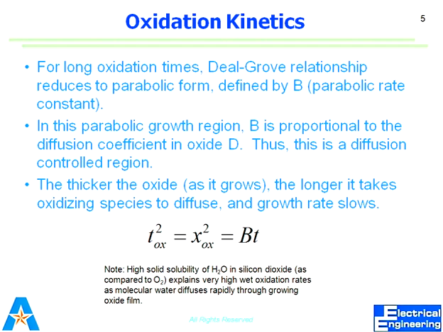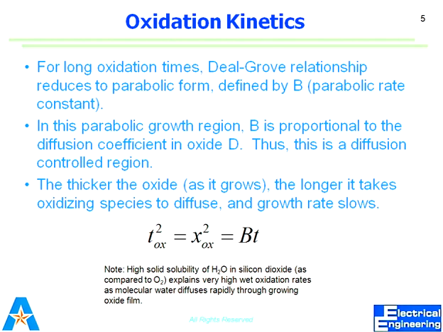Deal-Grove's equation becomes parabolic growth. Parabolic. This B is named the parabolic rate constant. B over A is the linear rate constant and B is the parabolic rate constant.